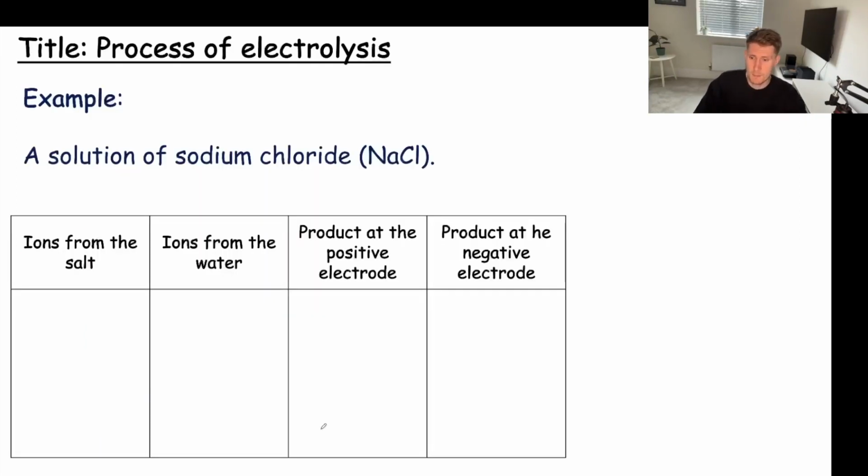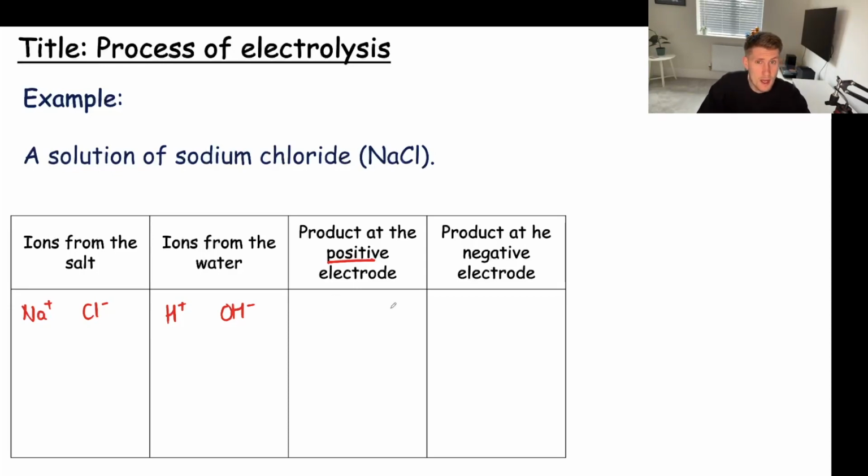Let's have a look at an example. And we're going to use sodium chloride, the one we've been looking at. We know that you get Na+ and Cl- from the salt, and H+ and OH- from the water. Now, to decide what goes to the positive electrode, we use those rules. Is there a halide ion present? Yes, you've got the chloride ion, the Cl- here. So we form chlorine gas.